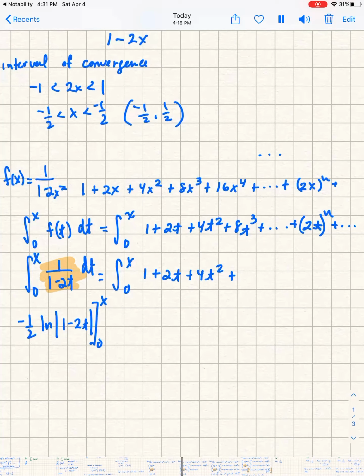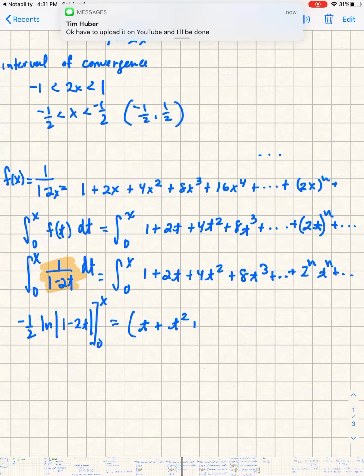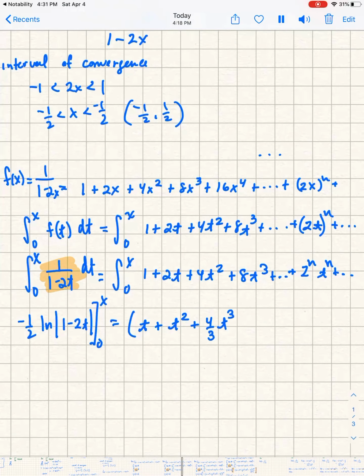Okay, and 8t cubed, but I want to break this thing up to 2 to the n and then t to the n, and you'll see why in a second. Now, when I do the integral, you're doing the same thing. What's your integral of a constant? That would be t, right? This one would be t squared, right? This is going to be 4 cubed over t cubed, right? Plus this will be 2, you divide it, so 2t to the 4th plus dot dot dot plus now 2 to the n. That's constant.